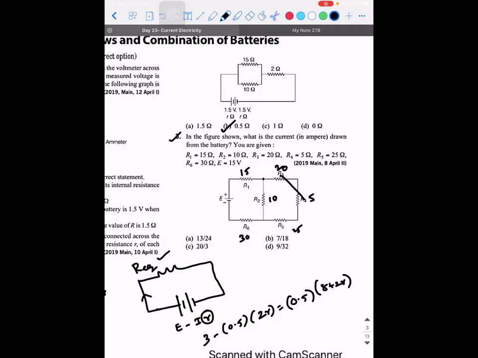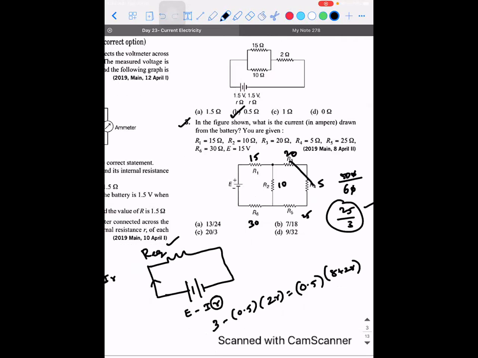So 25 plus 25, 50. 50 and 10 in parallel, 500 divided by 510. That is in series with 45. Solve it, you will get the answer. So 25 by 3 and 45 are in parallel. Solve it and apply E is equal to IR, you will get the answer.